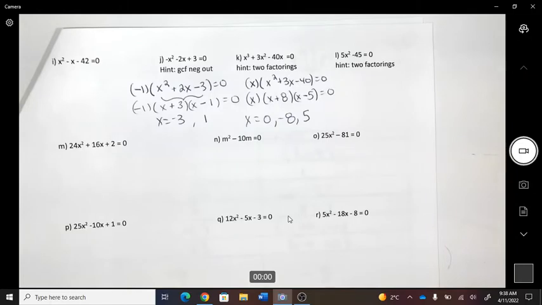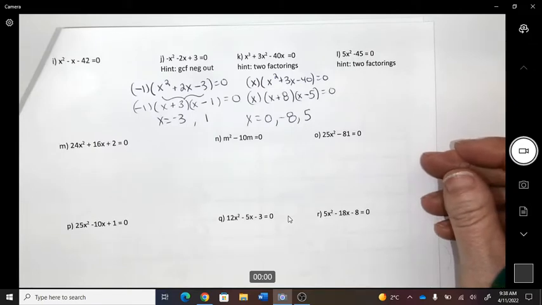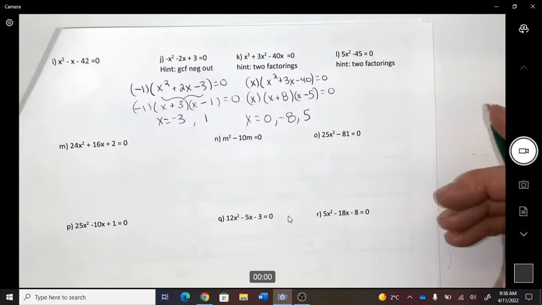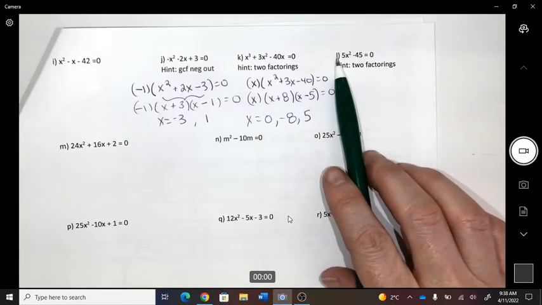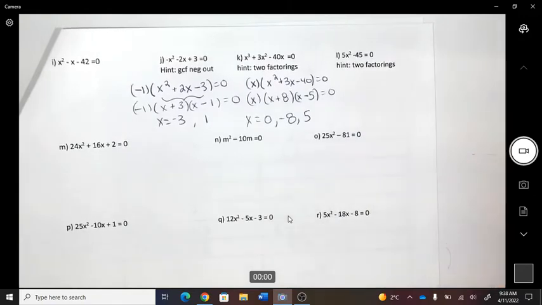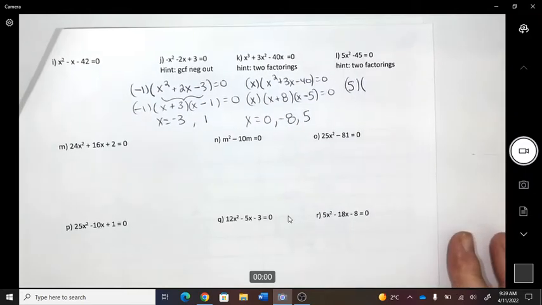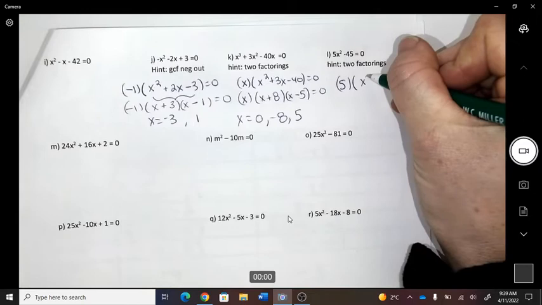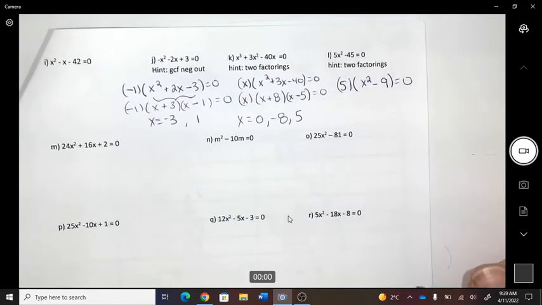Okay, L, 2 factorings. So again, can you think about maybe GCFing something first? Do you see any GCF you can take out of L? This and this are both divisible by a 5. That would leave me with x squared minus 9.